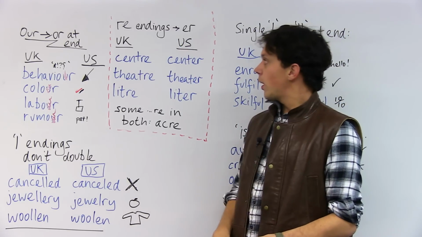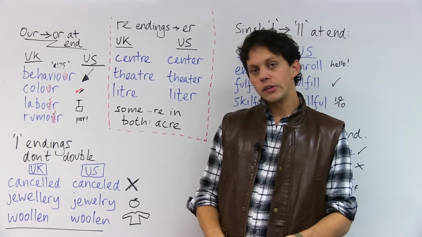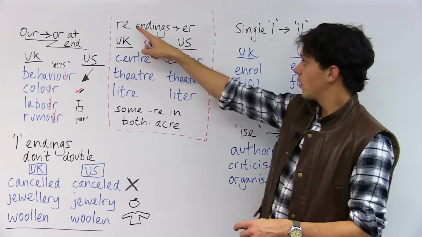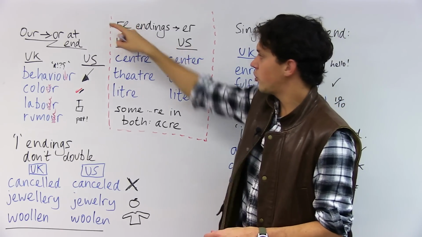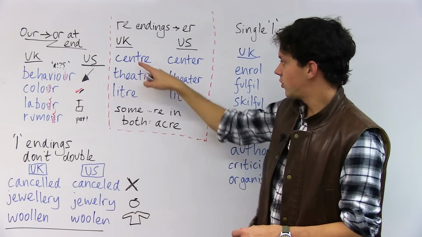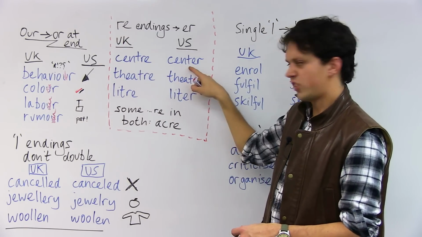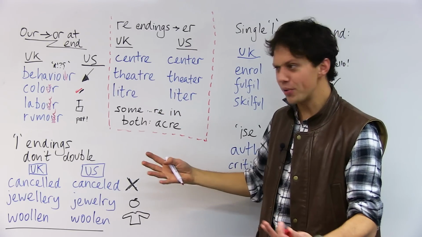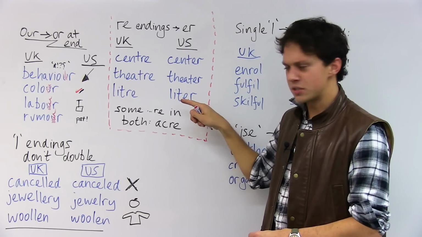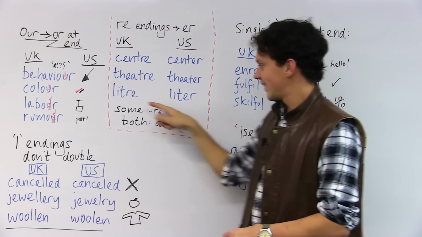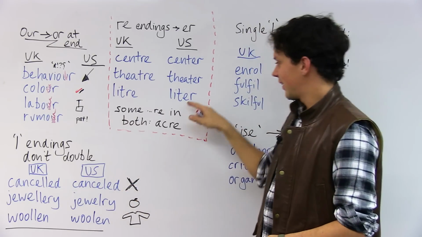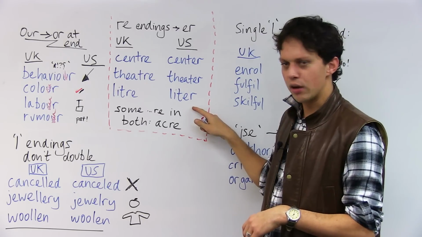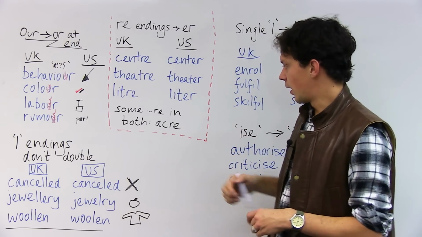Right, moving on to RE endings. A little bit different in the US of A. They seem to think the E goes there. So, centre would become center. Theatre, the home of theatre, Britain. But in America it's theater. A litre. We drink pints of beer here in Britain, but apparently you have a liter of beer in America. ER, okay?